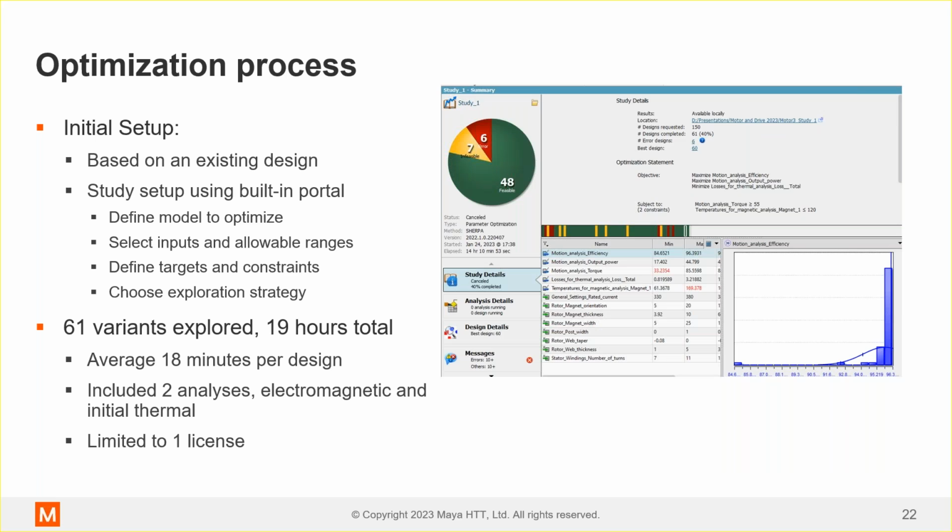Overall, we kicked this off and let it run overnight. And in about 19 hours, there were 61 potential variants explored. A couple of them generated errors. That's typically just from invalid designs. Your magnet doesn't fit in its cavity, sort of thing.